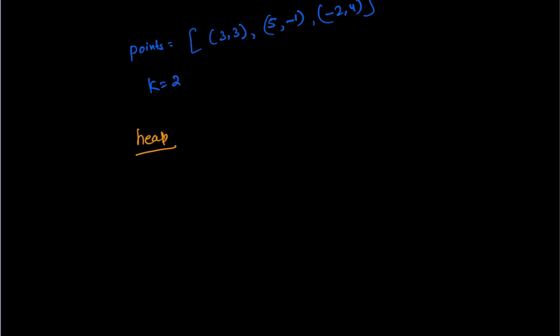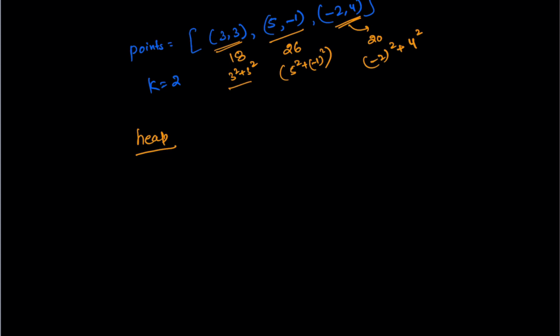The distance of the first point from origin squared is 18, which is 3 squared plus 3 squared. Similarly, for this point, it is 26, 5 squared plus minus 1 squared. And for this point, it is 20, minus 2 squared plus 4 squared. All right. When building the heap, we are going to store these items.